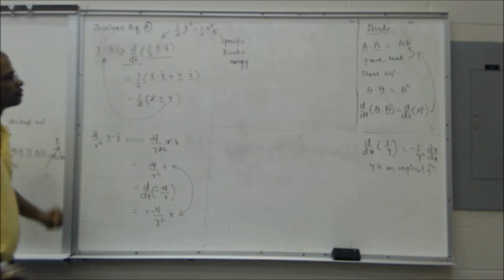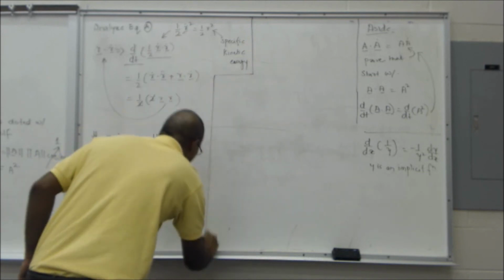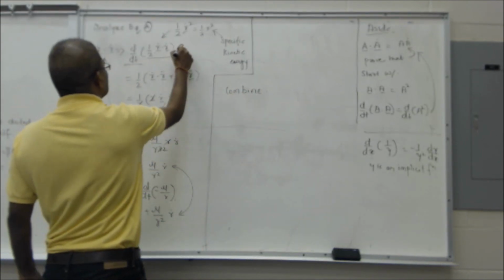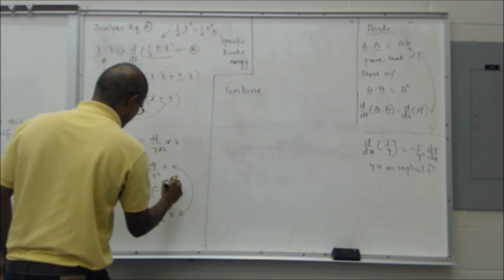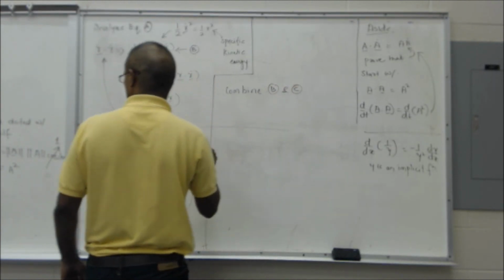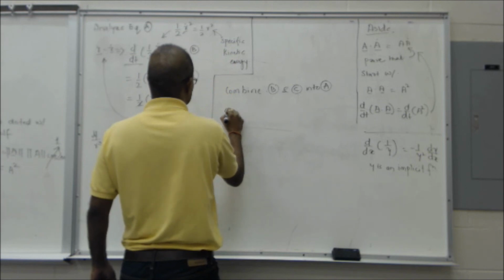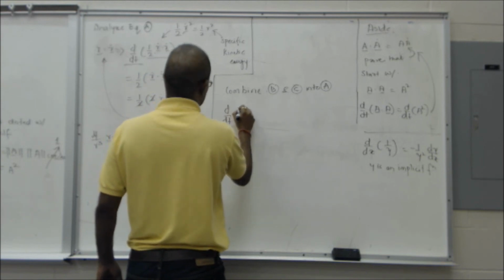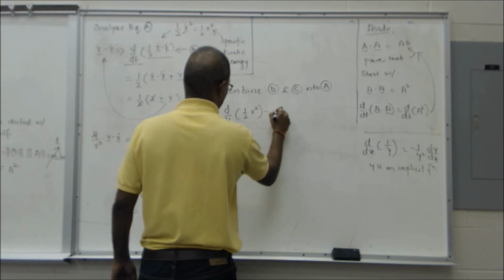If you combine B and C into d over dt of R dot squared minus d over dt.